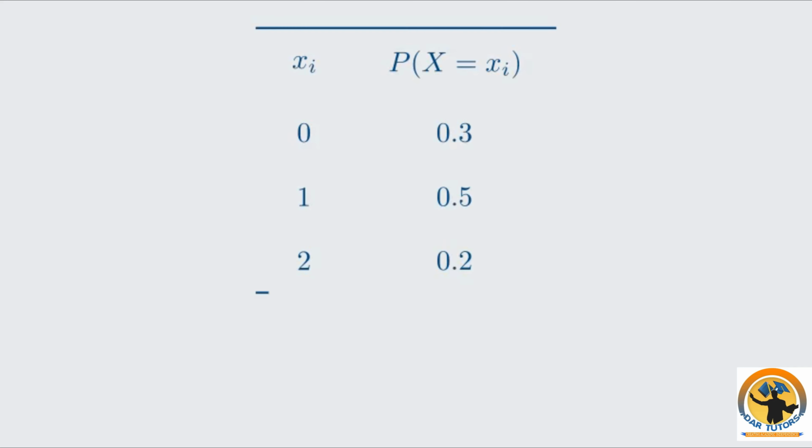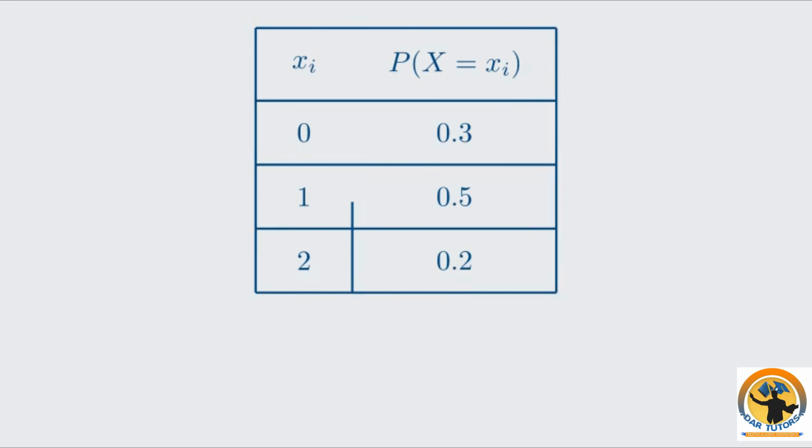Let's work through an example to see how to apply the variance formula. Consider a discrete random variable x with the following probability distribution. The random variable x can take the values 0, 1, and 2, with probabilities 0.3, 0.5, and 0.2, respectively. Our goal is to find the variance of this distribution.